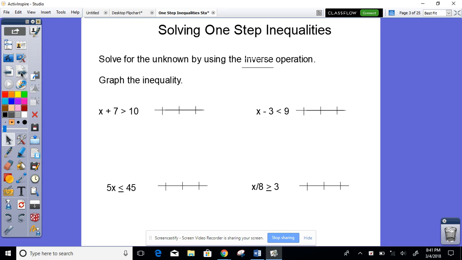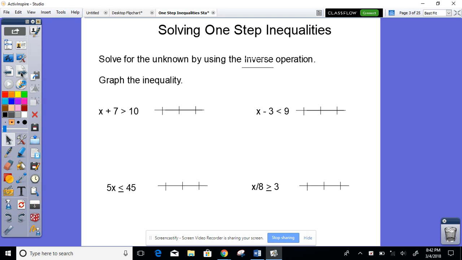So go ahead and go to your table of contents in your notebook and title it Solving One-Step Inequalities. You're going to go ahead and turn to a new sheet of paper, write down solve for the unknown by using the inverse operation, okay? And remember when we talked about inverse, we talked about the additive inverse. And so the additive inverse was basically any number plus its opposite equals 0, right?